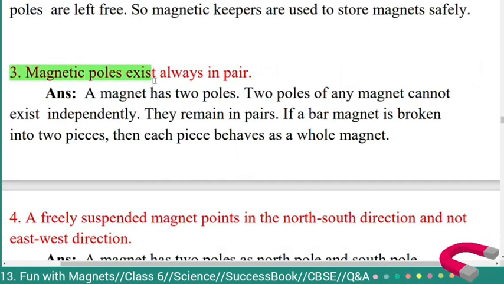Third question, magnetic poles exist always in pair. Answer, a magnet has two poles. Two poles of any magnet cannot exist independently. They remain in pairs. If a bar magnet is broken into two pieces, then each piece behaves as a whole magnet.